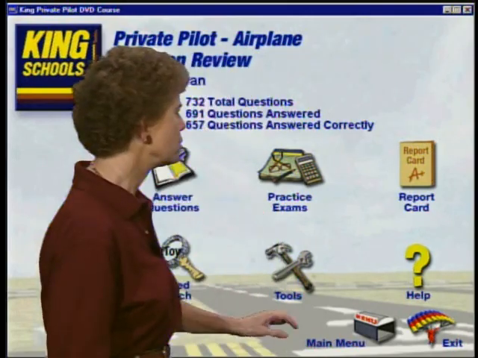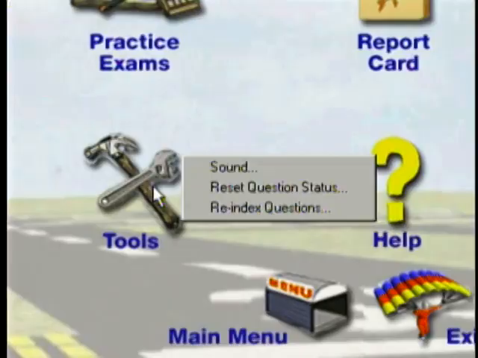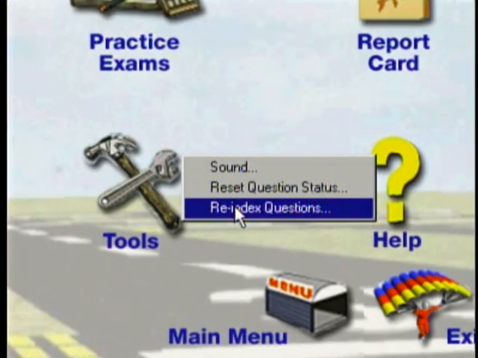By the way, if you have any problem with your computer, if the program won't advance or freezes up, you should be able to reset it by closing the entire program and restarting your computer. Then reopen the program and reindex the questions before you continue your study. You reindex by clicking on the Question Review icon, then the Tools icon, and selecting Reindex Questions.